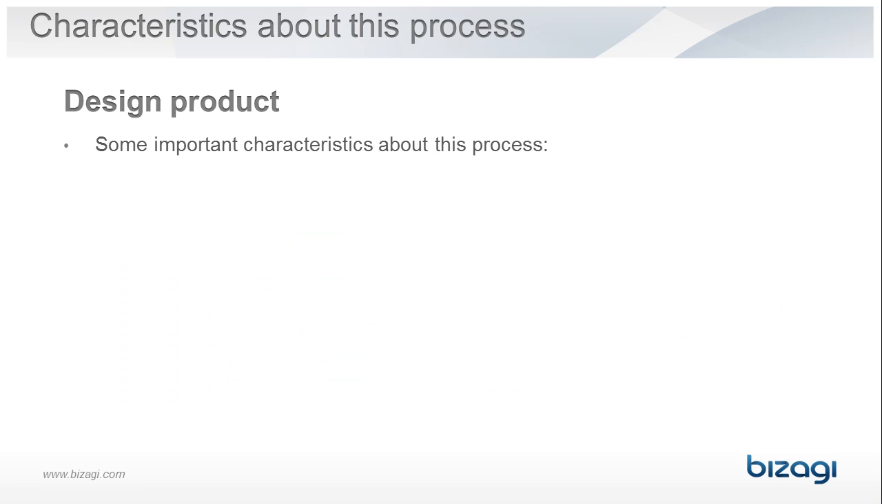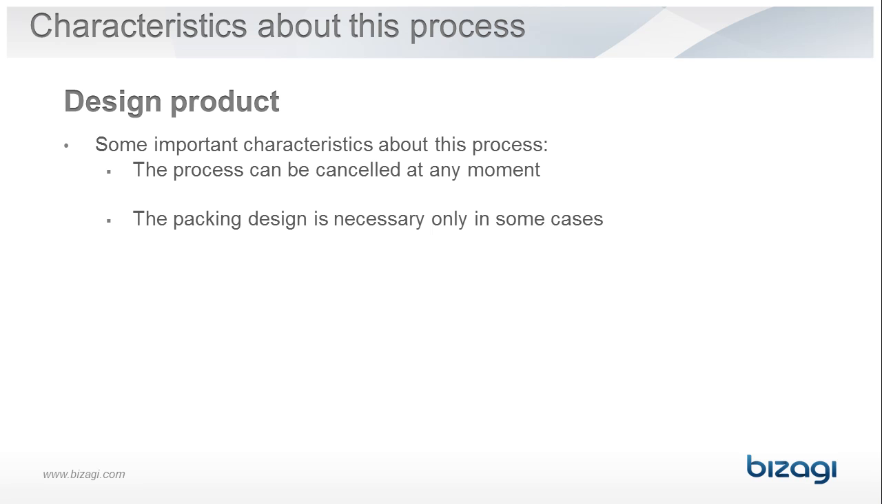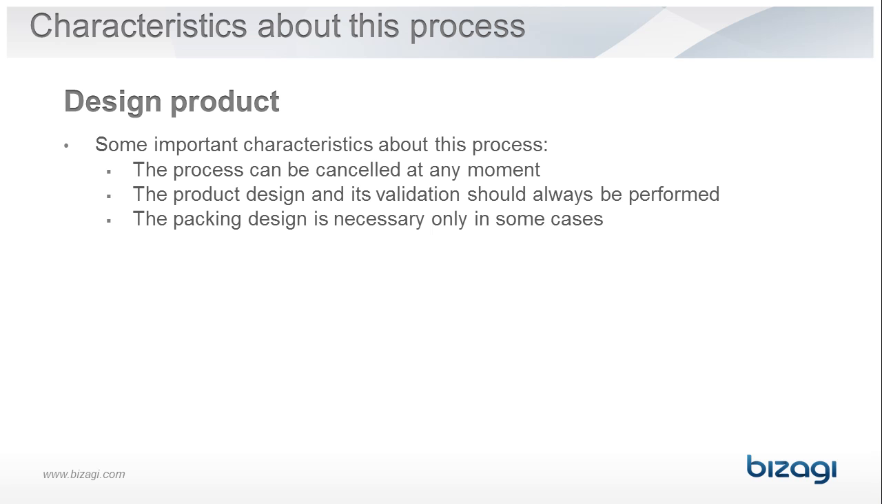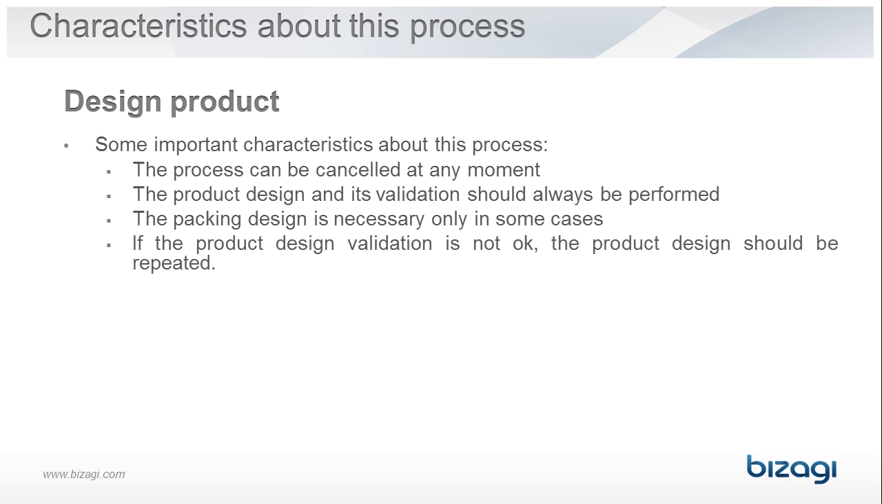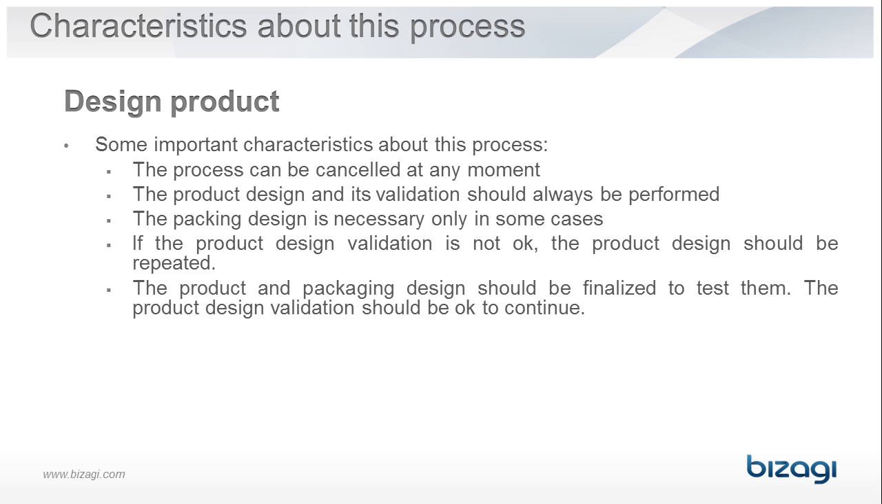Some important characteristics about this process are: the process can be cancelled at any moment, the product design and its validation should always be performed, the packaging design is necessary only in some cases. If the product design validation is not okay, the product design should be repeated. The product and packaging design should be finalized to test them. Product design validation should be okay to continue.